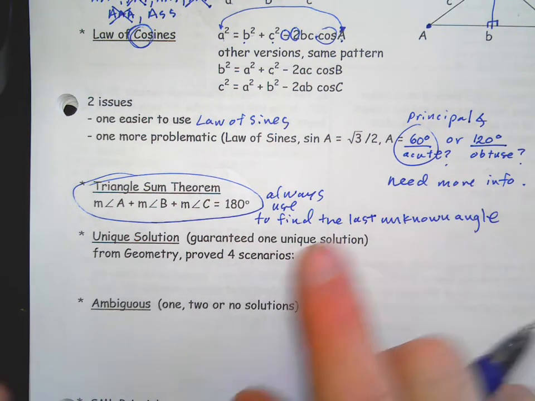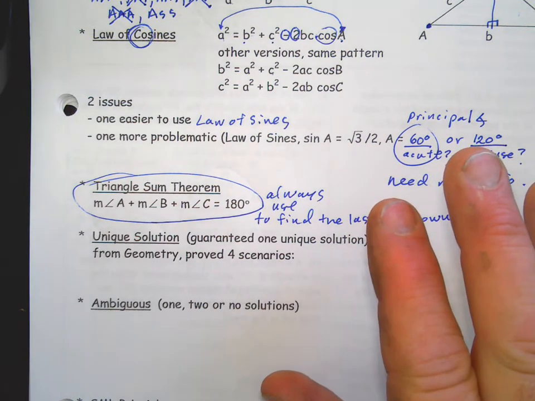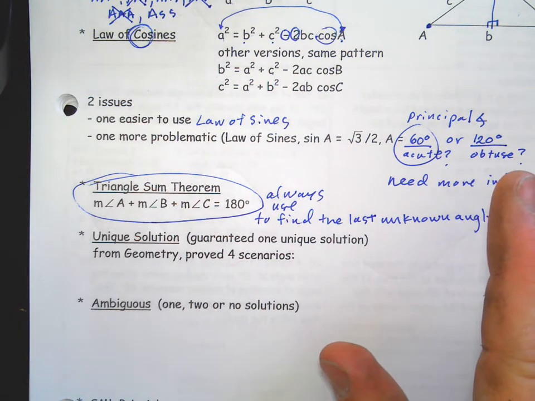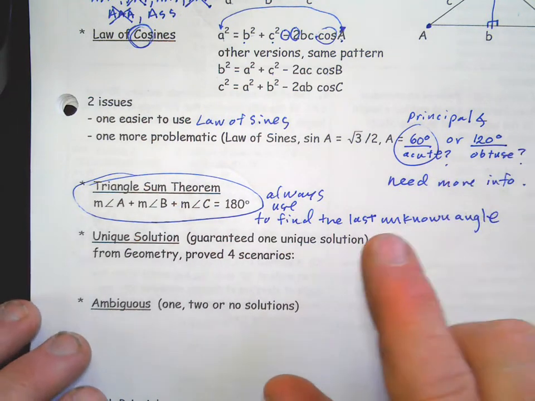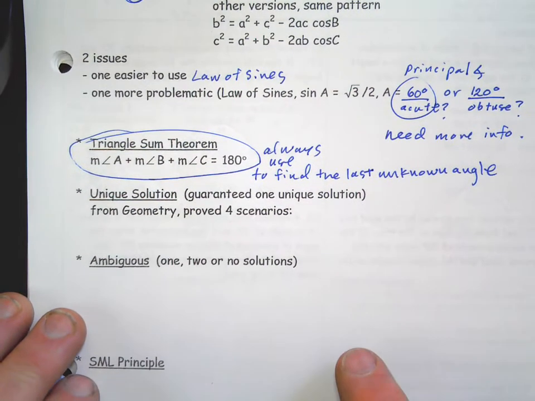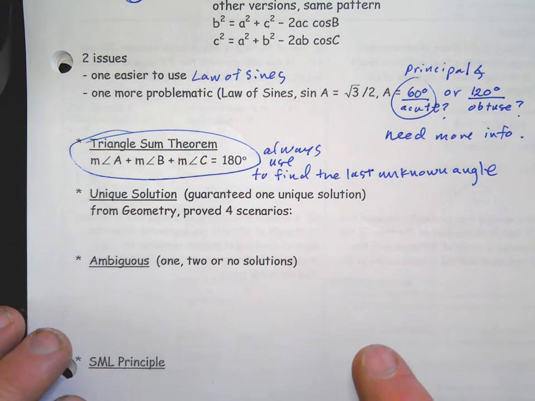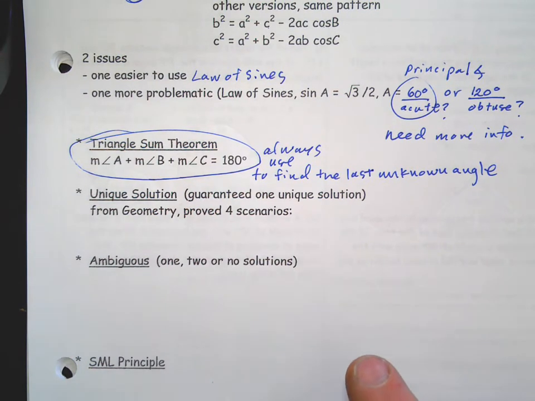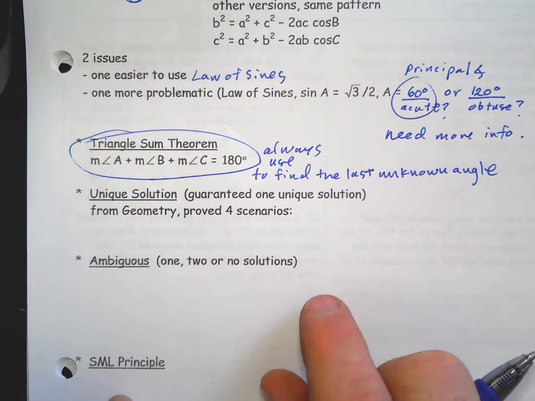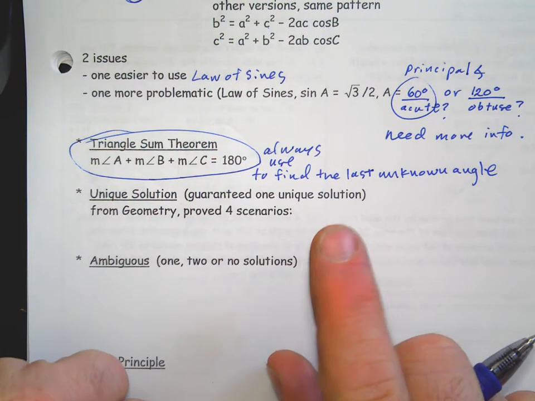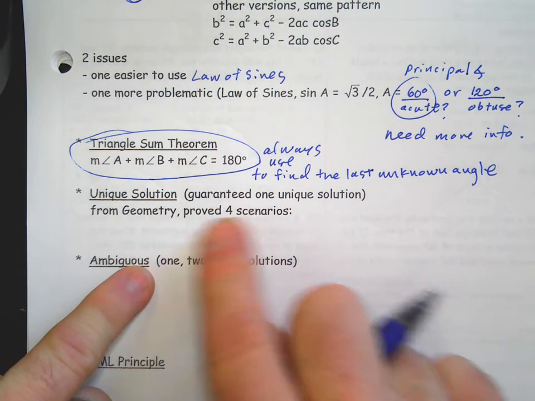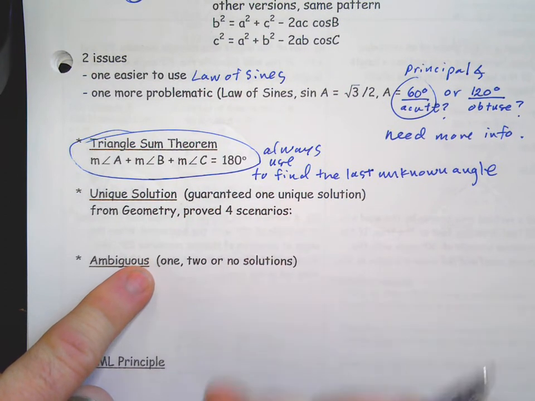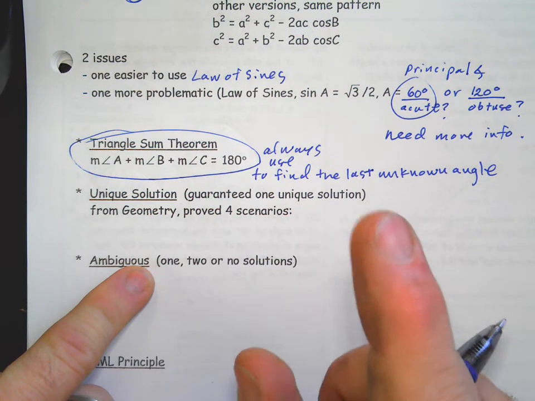So if there is an obtuse angle, there's only one at most, and it's the biggest angle. And so we'll try and use the sum of the angles of a triangle, 180, to find that last one. Now, unique solutions. These are situations where you're for sure going to get one right answer. And these boil down to the four shortcuts you learned in geometry to prove that two triangles are congruent, the ones that worked.